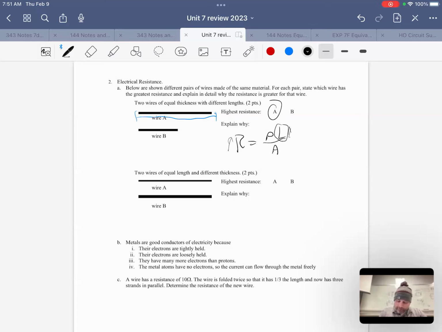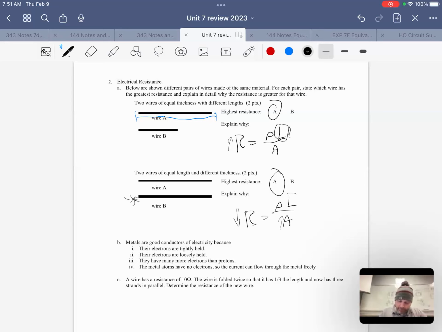All right. If we take that same idea, resistance is the resistivity times the length divided by the area. The two wires are the same length, but one has a larger area. Well, that one's going to go down. So A, again, is going to have the higher resistance. B, the bottom, making area go up will make resistance go down for B. So the highest will be A. So A is higher in each case: A is higher because it's longer, then A is higher because it's thinner.